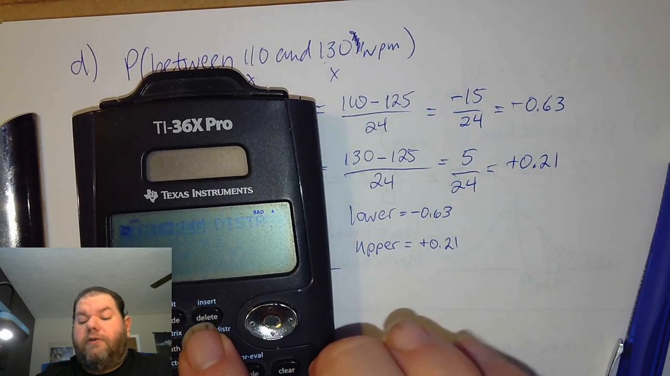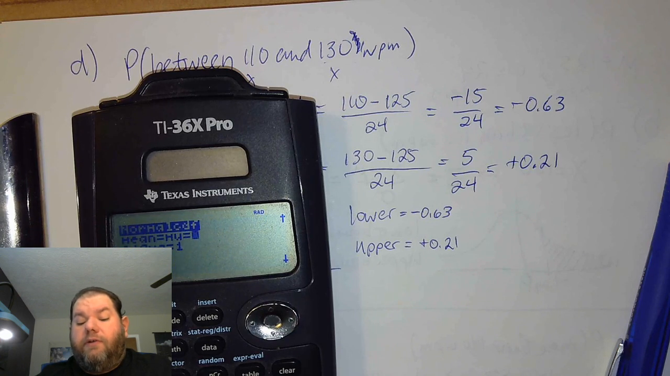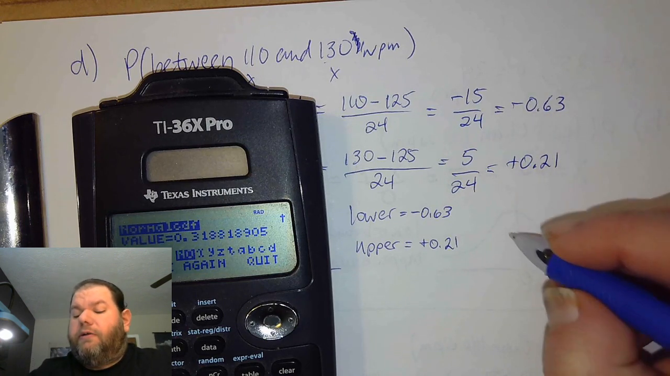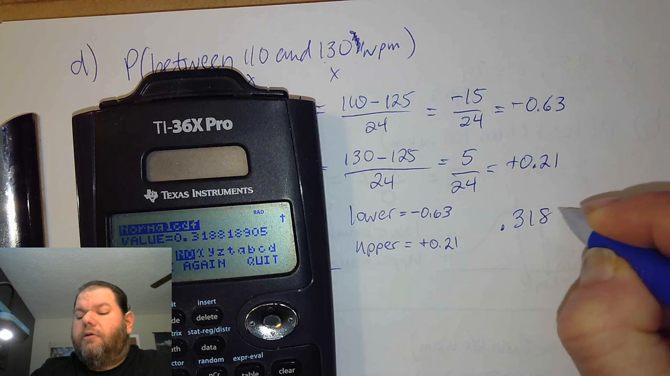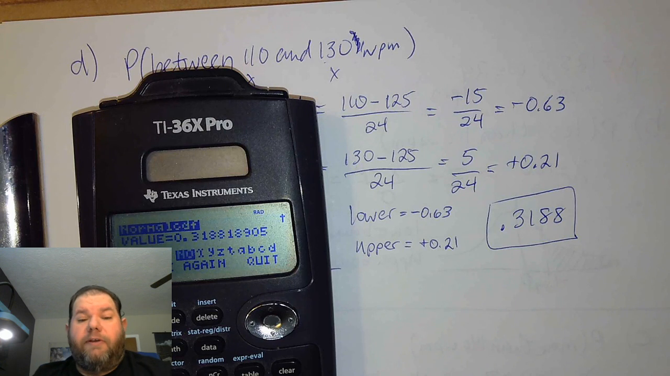So we go to the calculator, second data, normal CDF, 0 for the mean, 1 for the standard deviation, negative 0.63, and then 0.21 for the boundaries. And calculate. It gives us 0.3188. So almost a 32% chance that a randomly selected 6th grader will read between 110 and 130 words per minute.